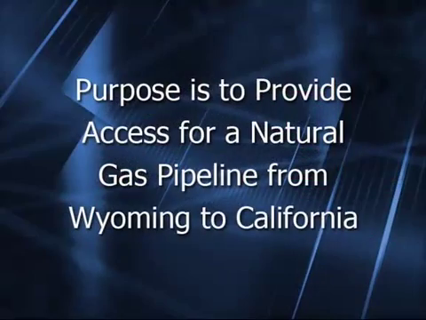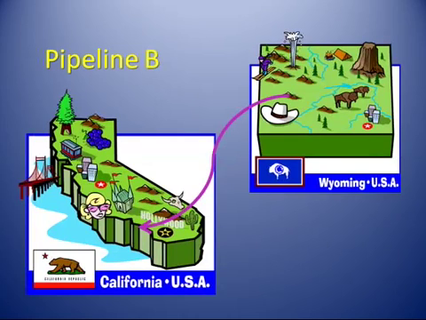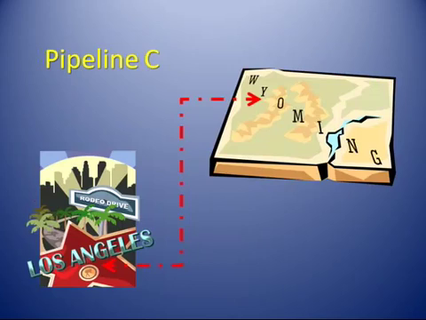Much more detailed purpose and need statement. I won't read the whole thing, but the purpose for action is to provide access for a natural gas transmission pipeline in Wyoming to Southern California. So there we could see an alternative A, which would be, say, a 24-inch diameter pipeline from Pinedale, Wyoming to Riverside, California along a certain route called Route X. Alternative B, a 20-inch pipeline from Pinedale, Wyoming to Riverside along Route Y. Alternative C, an 18-inch diameter from Pinedale to Los Angeles along Route Z.